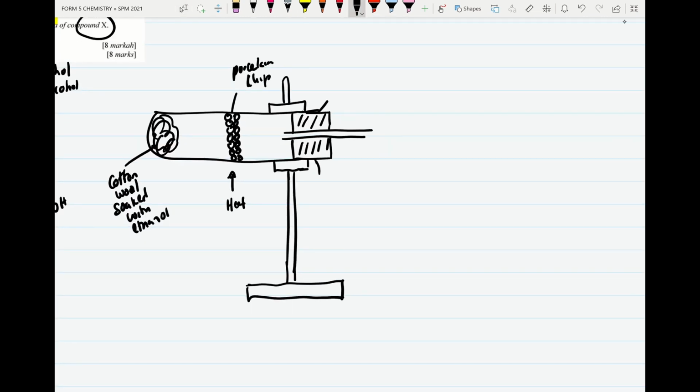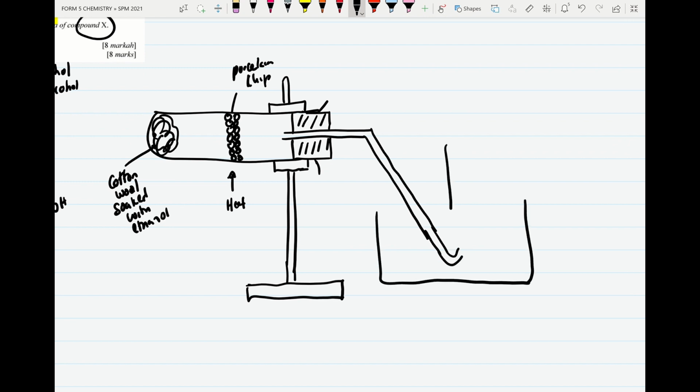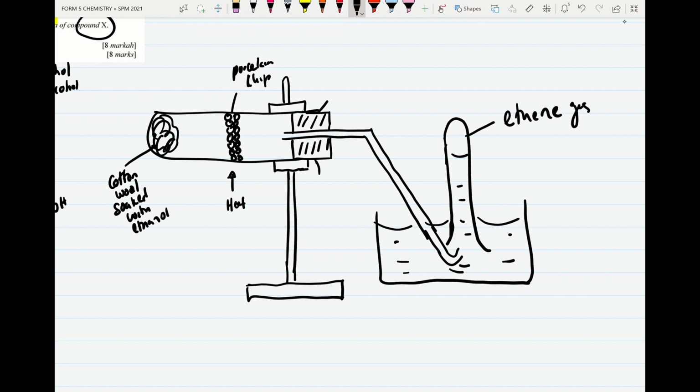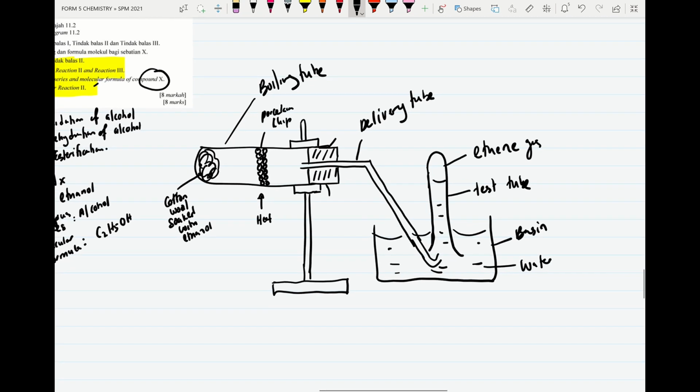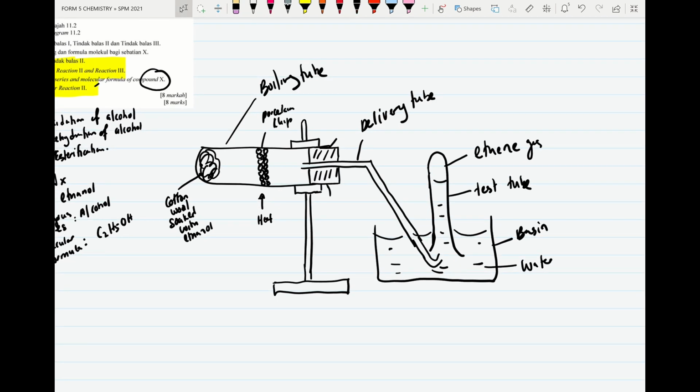We try to collect the gas by using the water displacement method. This is the water, and here we collect the gas. The name of the gas is ethene gas. This is known as a test tube. This is known as a basin, containing water. This apparatus is known as the boiling tube. We label this as the delivery tube. This is the experimental setup that we should draw for the dehydration process.